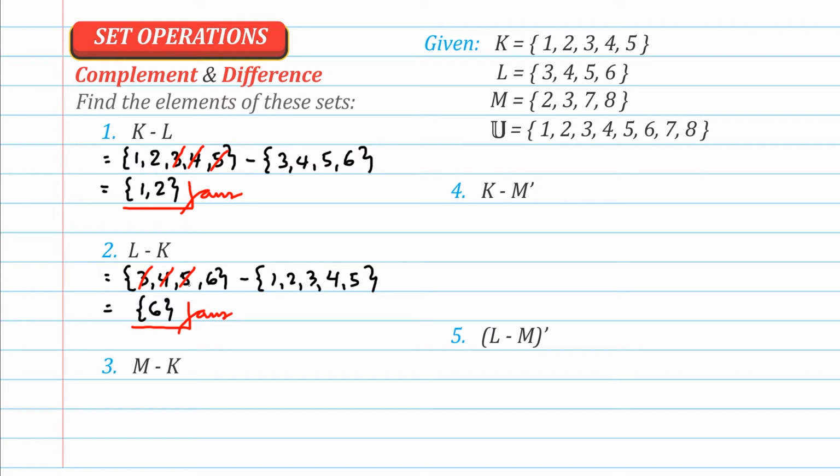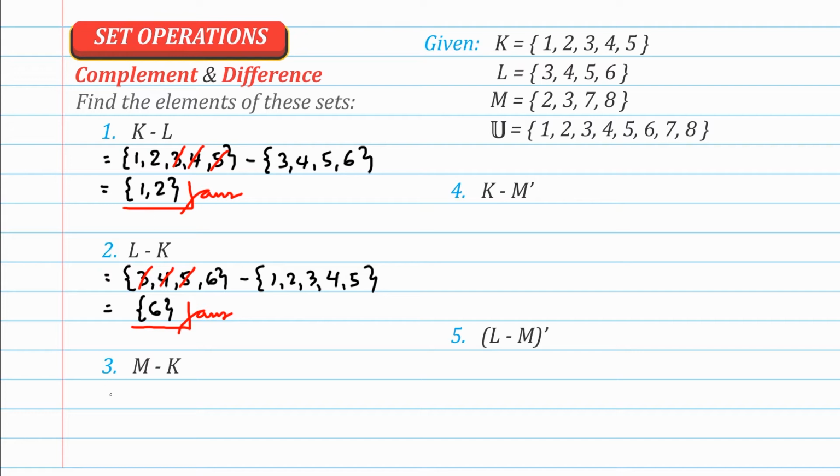Now, if you notice, the first one is K minus L. Next is L minus K. So, as you can see, magkaiba sila. Pag binaliktad pala yan, magkaiba din yung sagot. This just proves that set difference is not commutative. Pag pinag-flip mo na yung position, naku, iba na rin yung sagot.